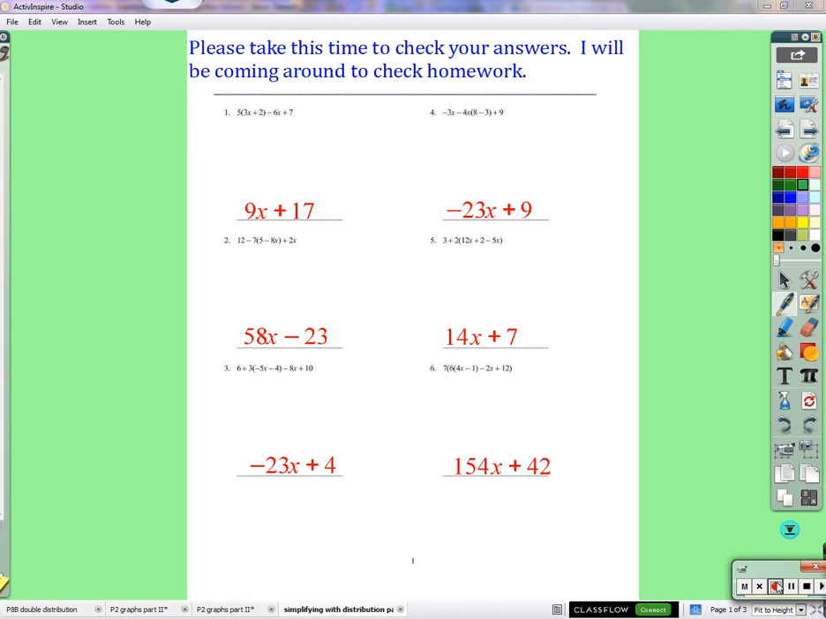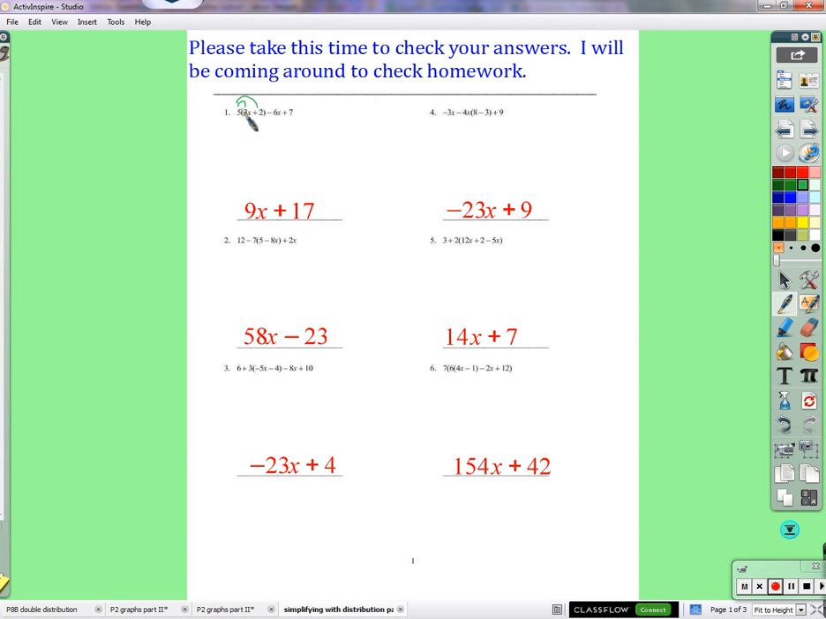Number one. It's kind of small, I can see it, you probably can't, but you have your worksheets in front of you where you can look on with somebody else who has theirs. We have 5 times parentheses 3x plus 2 minus 6x plus 7. So we have this 5 times a parentheses, so we're going to distribute it.